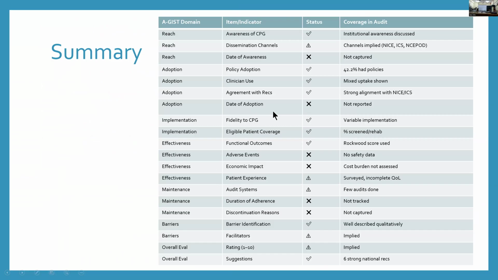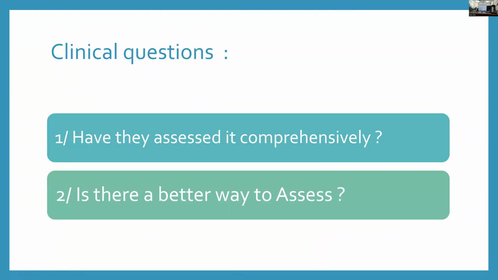Just to summarize how it stands compared to the AGIS tool. These are the 5 domains. Some of them are well reported, some of them are not reported, might be implied, so marks were given for that. Some of them, like the maintenance and economic effect, and the adverse effect, are not mentioned in this current guideline, the NICE guideline which they have audited. Now coming to a clinical question, have they assessed comprehensively? It's a very comprehensive and very well written audit. Some of the aspects they have not really checked, but they may not be relevant in their setting.